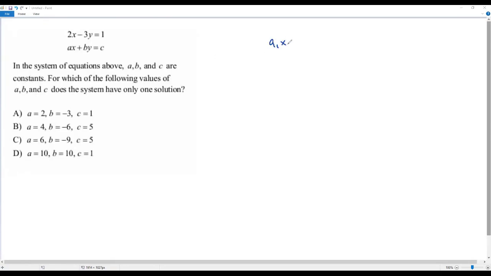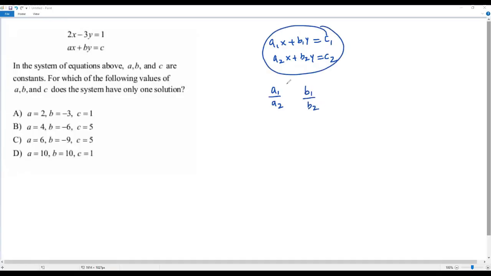That is a1x plus b1y equals c1, and another linear equation is a2x plus b2y equals c2. Here we have a system of two linear equations in standard form. Now let me find the ratio of the coefficients of x, that is a1 over a2, and also the ratio of the coefficients of y, that is b1 over b2. If this system has only one solution, then the ratio of the coefficients of x and the ratio of the coefficients of y will not be equal, and we don't have to worry about the constant terms.